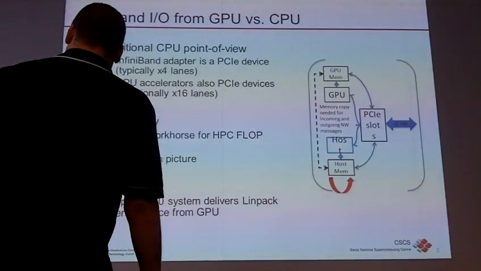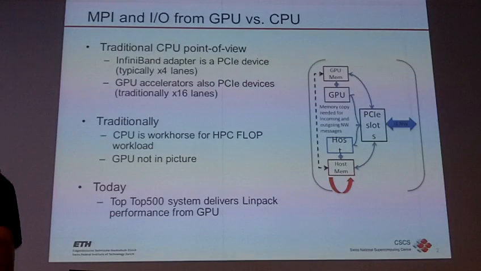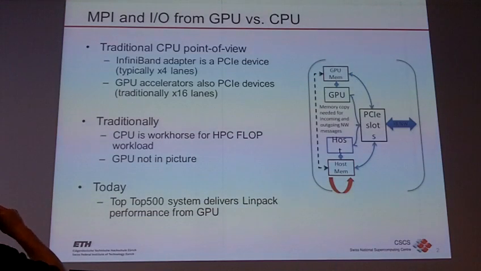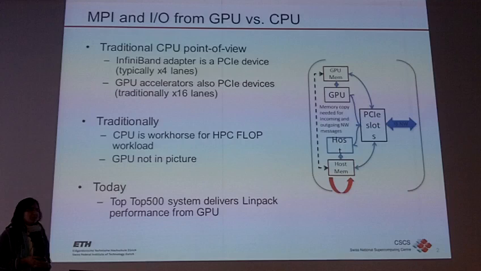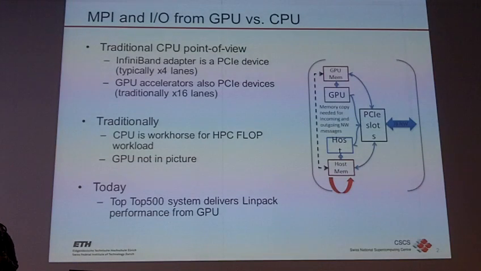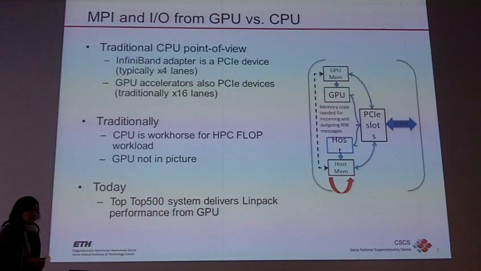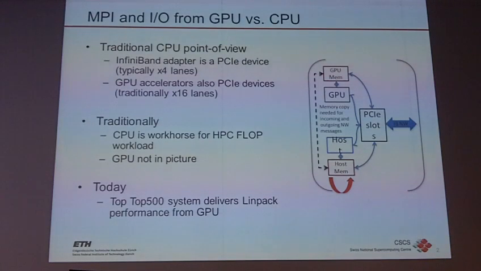I guess I probably don't need to convince you why we are looking at GPUs, because we are getting a lot of floating point computational performance out of these things. And as was mentioned earlier, 2 of the top 3 systems have these devices as the main compute units. So what we are looking at here is the difference when you do MPI or I/O from GPU versus CPU.